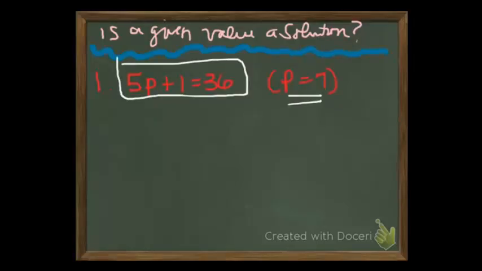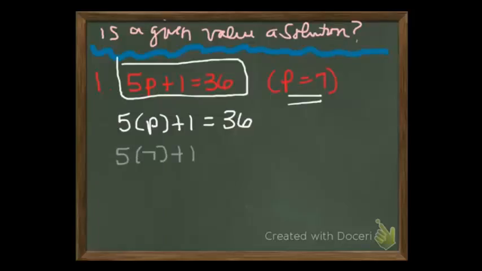First, I'm going to rewrite this as 5 times p plus 1 equals 36. Next, I'm going to substitute and plug in 7 for p. So I have 5 times 7 plus 1 equals 36.